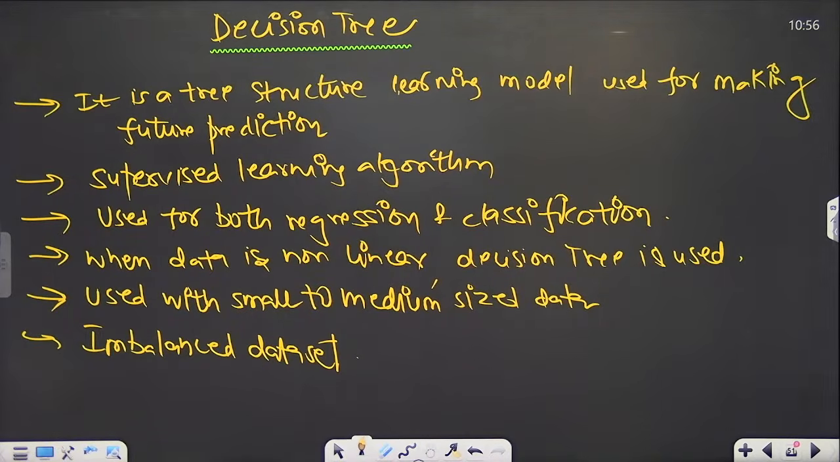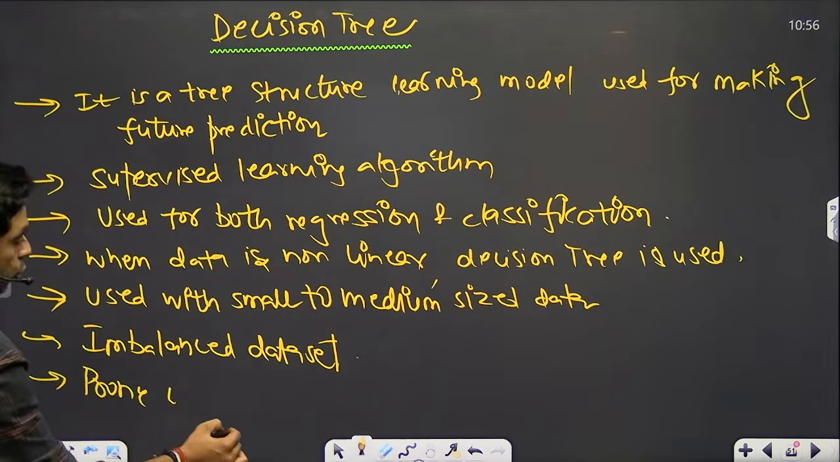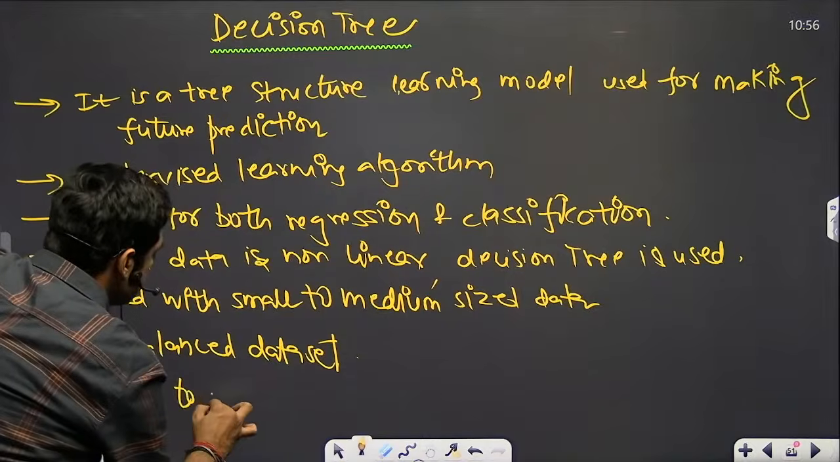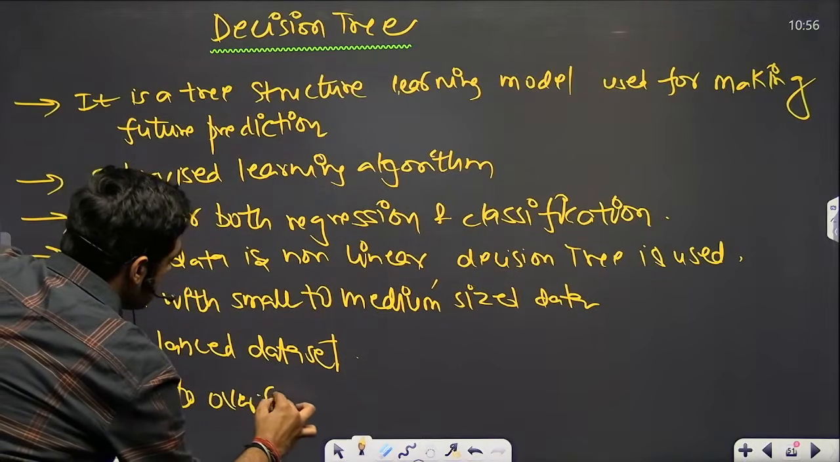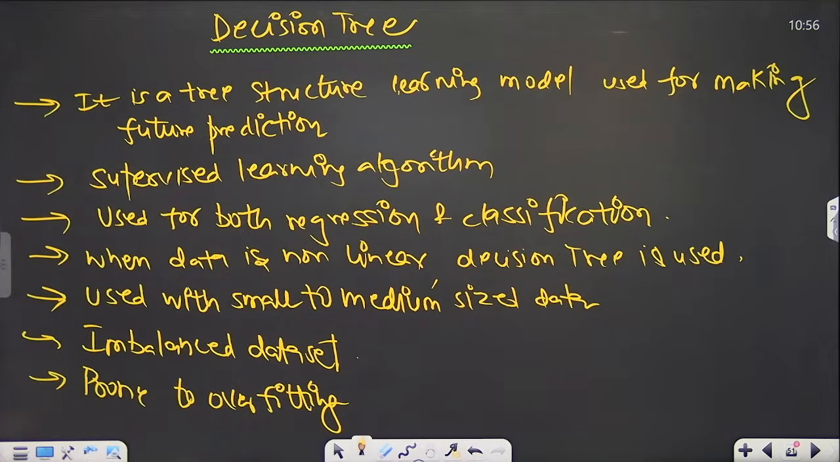But the problem is it is prone to overfitting. One of the major problems with this is that it is prone to overfitting. It mugs up the data, it memorizes the data.